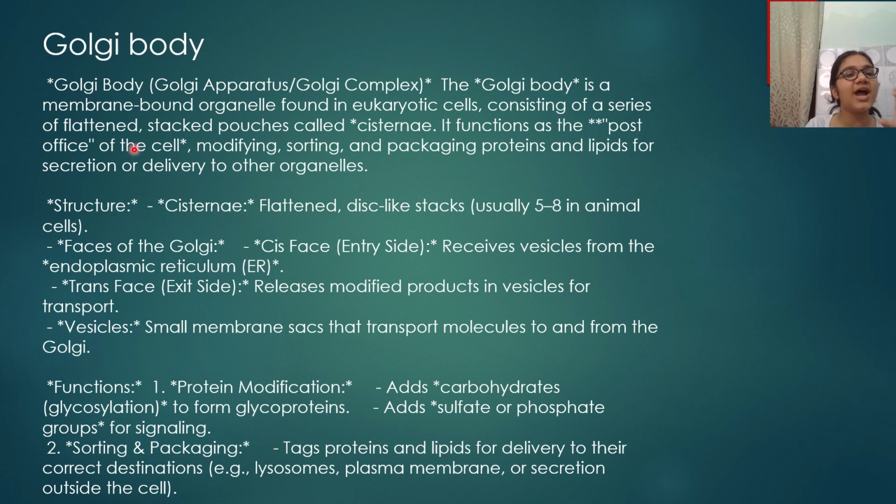Consisting of a series of flattened stacked pouches called the cisternae. Okay, there is a series. What does it consist of? It consists of a series of flattened and stacked pouches called the cisternae. It functions as the post office of the cell. Modifying, storing and packaging the proteins and the lipids for secretion and delivery to the other organelles.